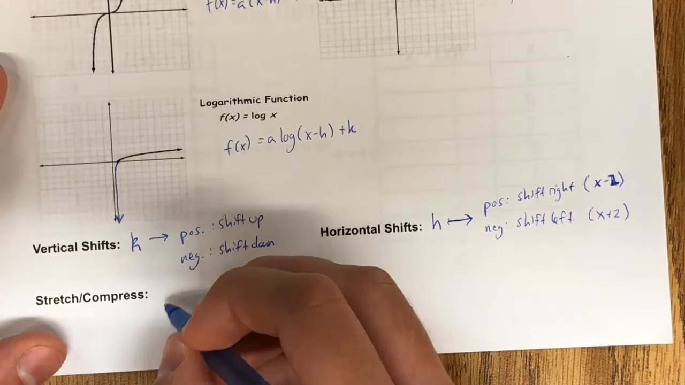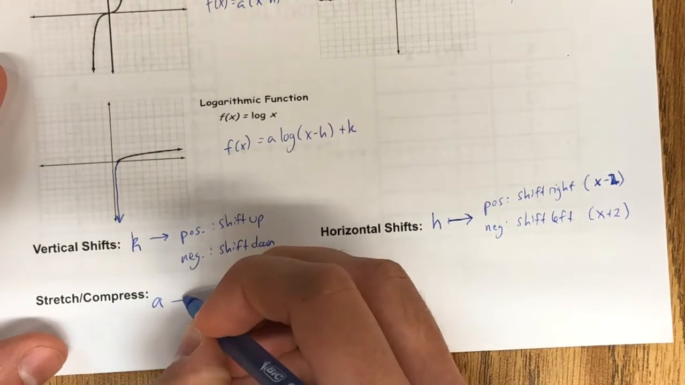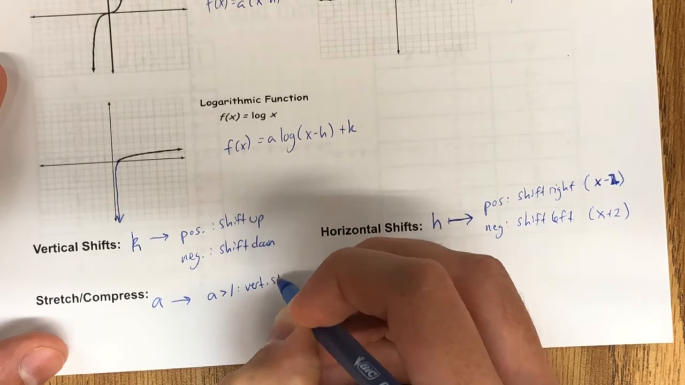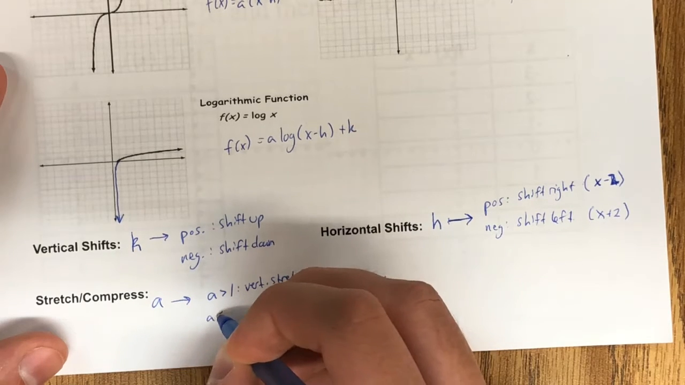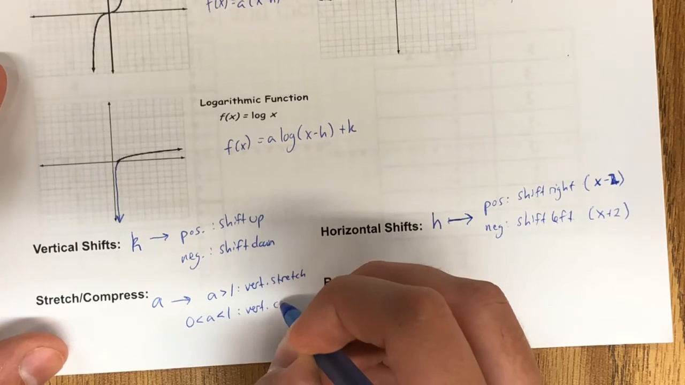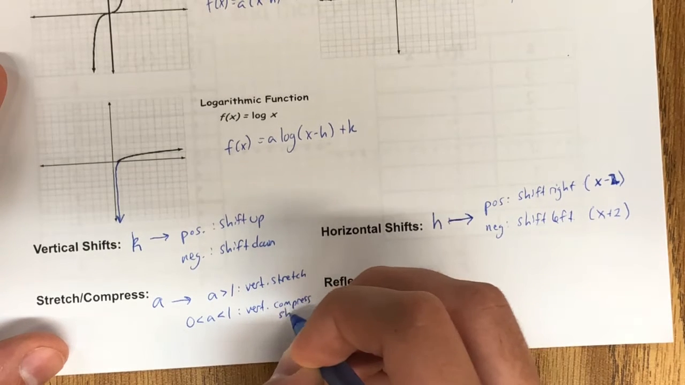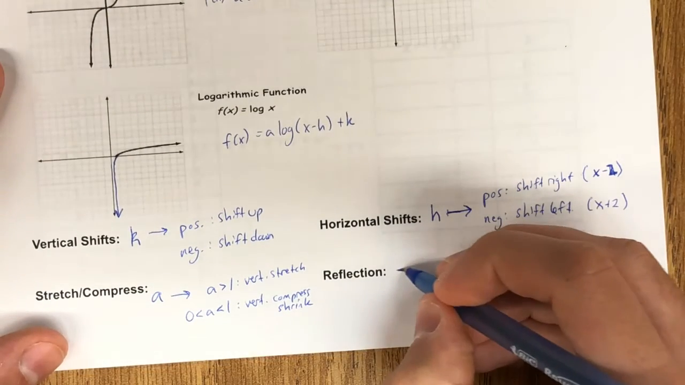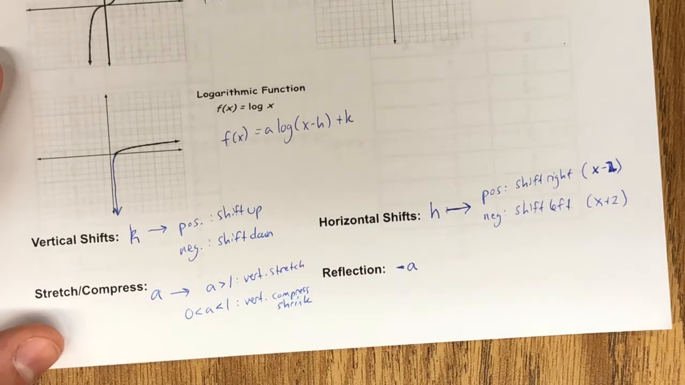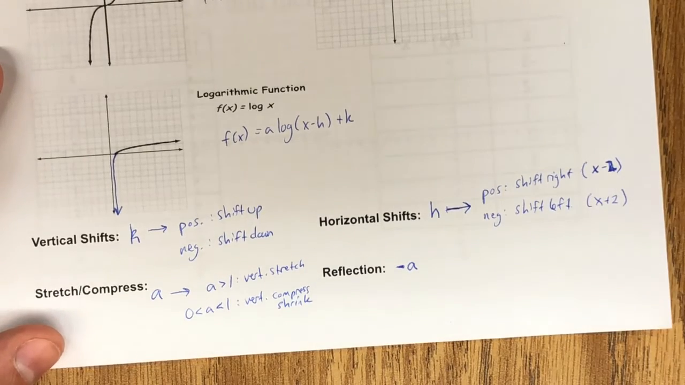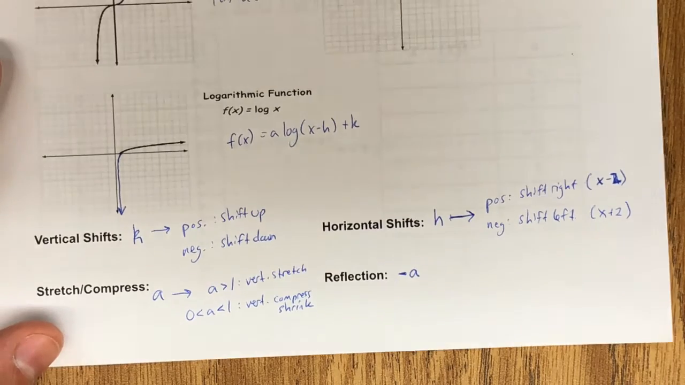For stretches and compressions, that would be our a value. If a is greater than 1, we have a vertical stretch. If a is between 0 and 1, we have a vertical compression, or sometimes you'll see that written as a shrink. And lastly, reflections are whenever you have a negative a value. So these are our main types of transformations: vertical and horizontal shifts, stretches and compressions, and reflections, all of which you've seen before in different units in Algebra 2.